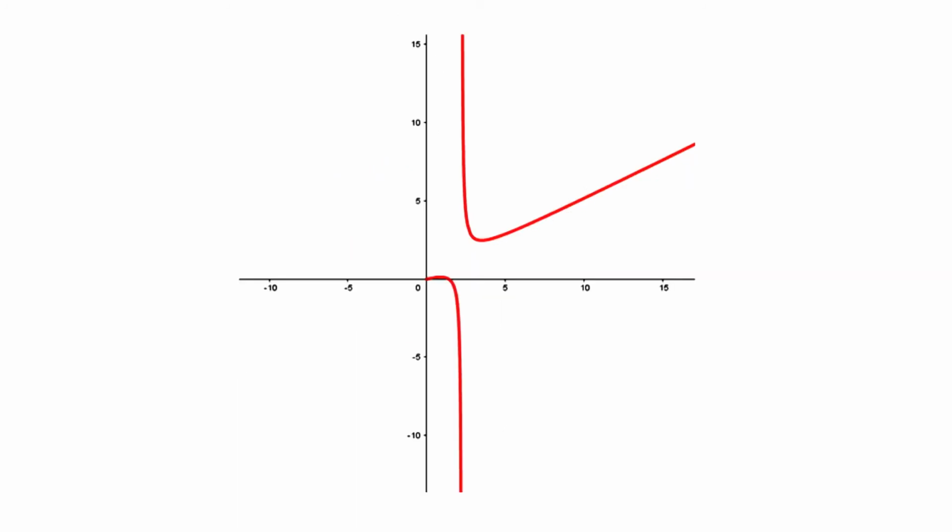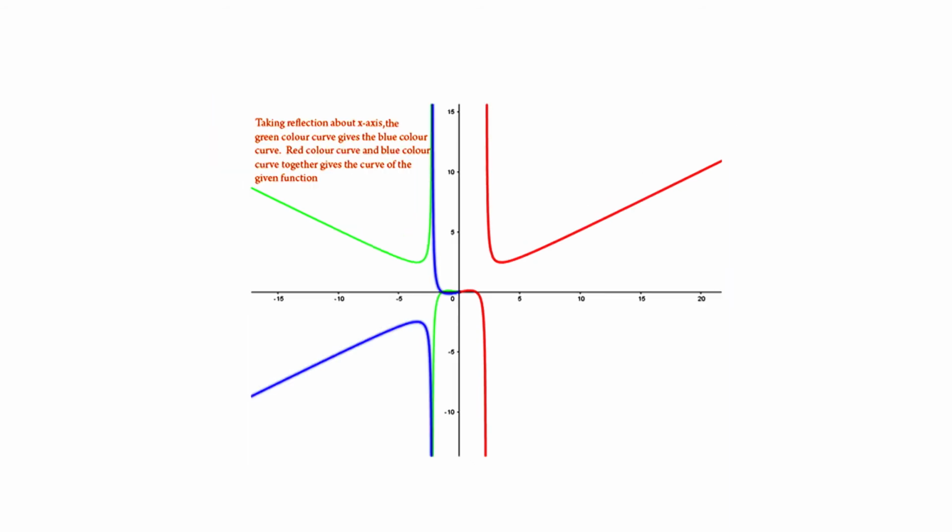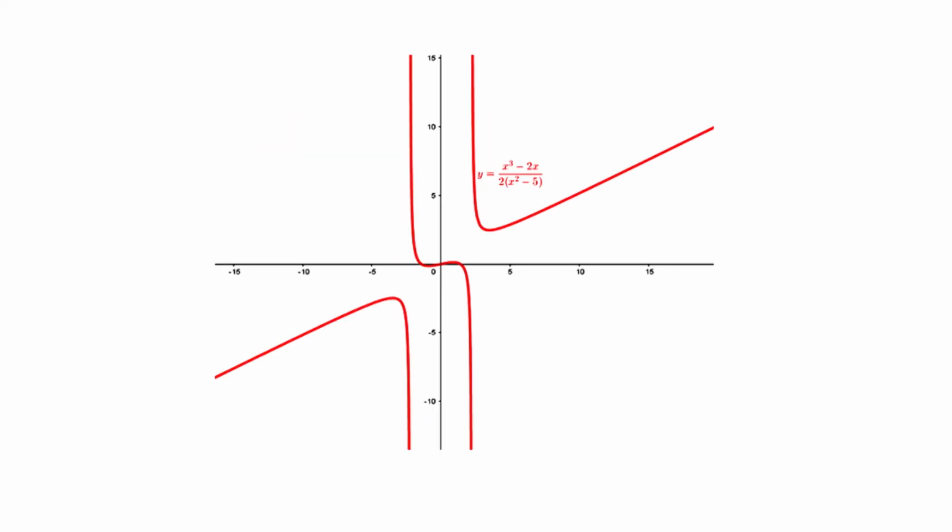As the curve is symmetric about the origin, we can complete our work by just taking a reflection about the origin, which is done by taking a reflection about the y axis followed by a reflection about the x axis. This completes the sketching of the graph of f of x equal to (x cube minus 2x) whole divided by 2 times (x square minus 5).